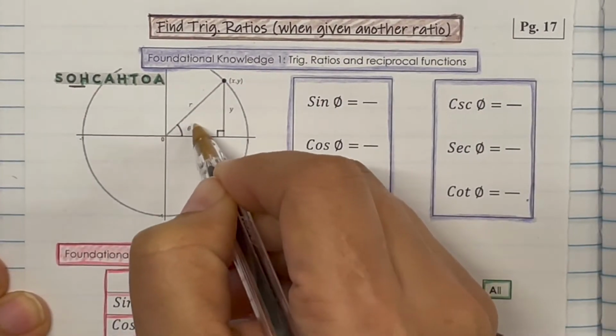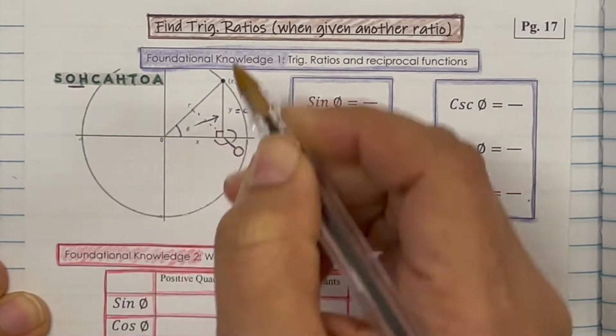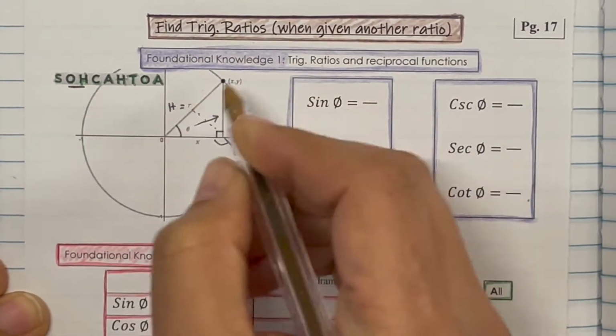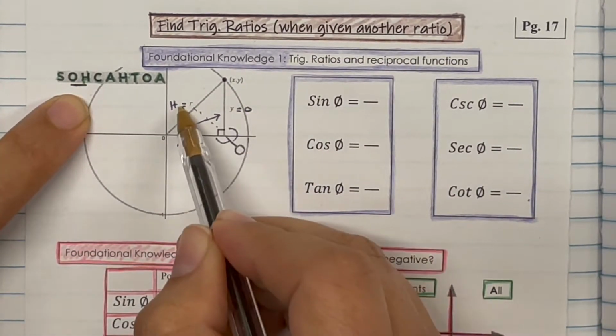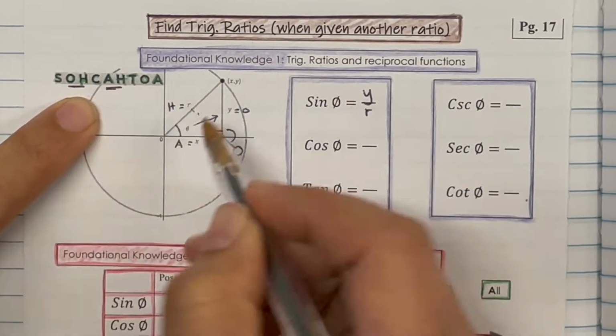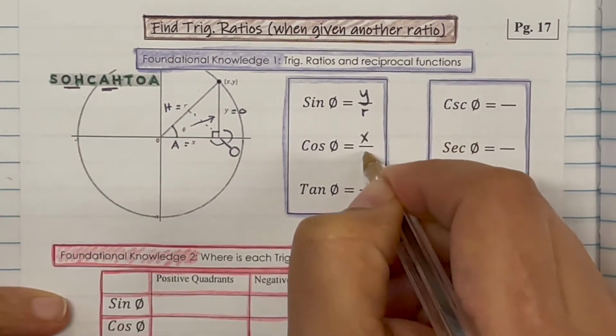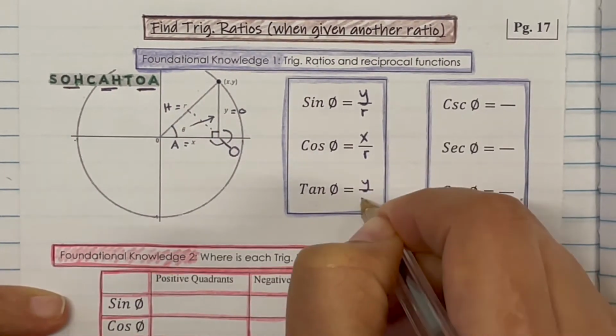SOHCAHTOA: opposite is across from the angle. Then hypotenuse, remember where he pees, right? So his legs and where he pees, that's h, and whatever else is left is a. So sine is opposite, which is y, over h, which is r. Cosine is adjacent, so a, which is x, over r. Tan is opposite, so that's y, over x.